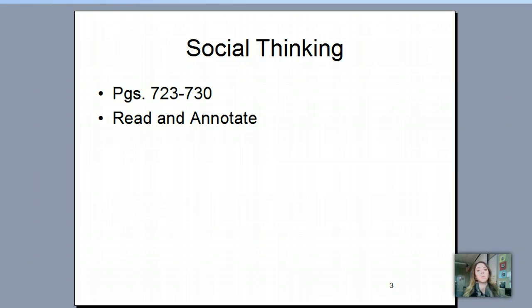Okay, so social thinking. In your books, page 723 to 730. Oh my gosh, I cannot read numbers. 723 to 730. Blech, it's break. I want you to read through these as a group and annotate them. So look for things that are in the book that are not in your notes and add them to your notes, right? So that'll be your marginalizations. Your definitions. Oh, and I apologize. Some of the slides are out of order. I moved them around a little bit.